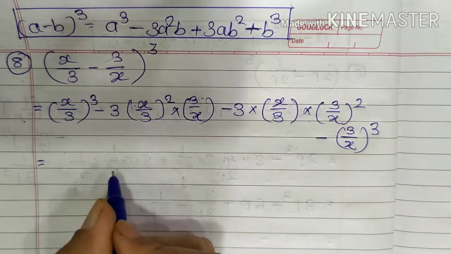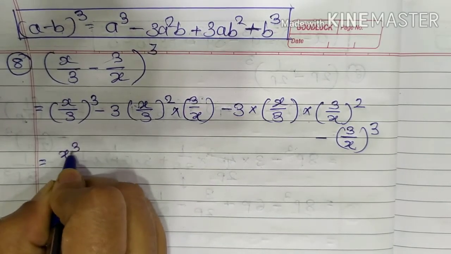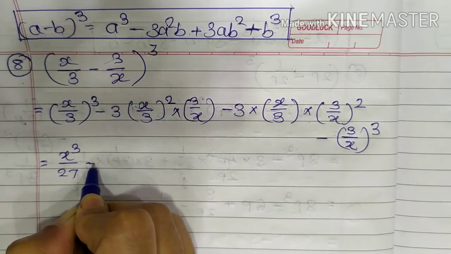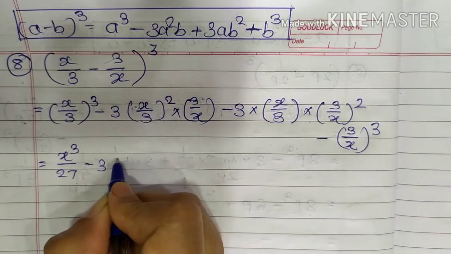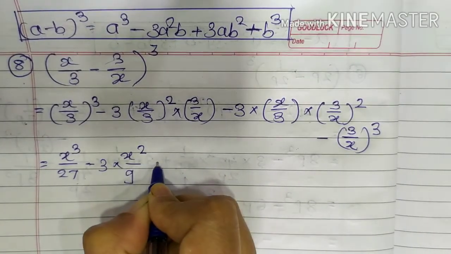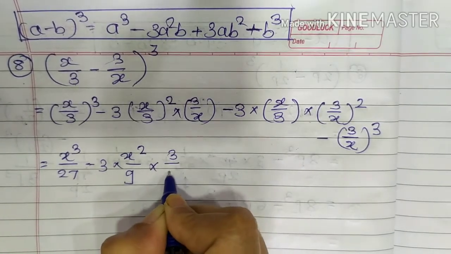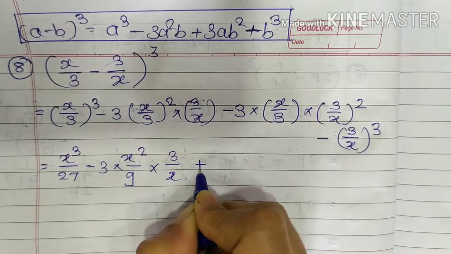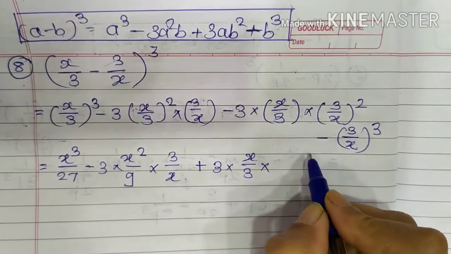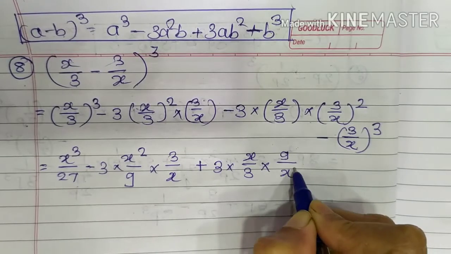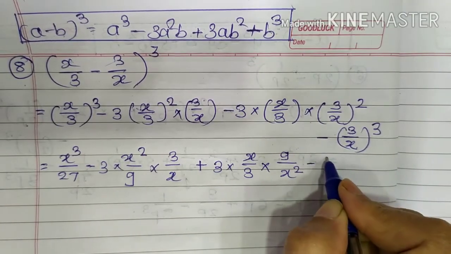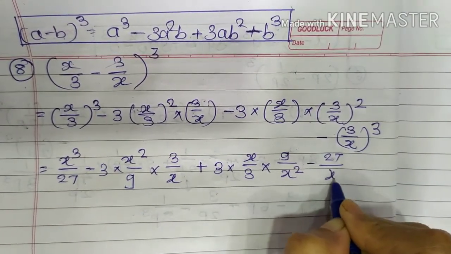So, first term x cube divided by cube of 3, that is 27, minus 3 x square divided by square of 3, 9, into 3 upon x, plus 3 into x upon 3 into square of 3, that is 9 upon x square, minus cube of 3, 27, upon x cube.